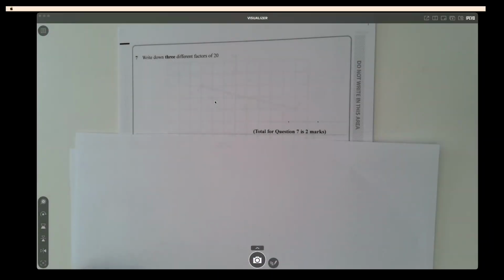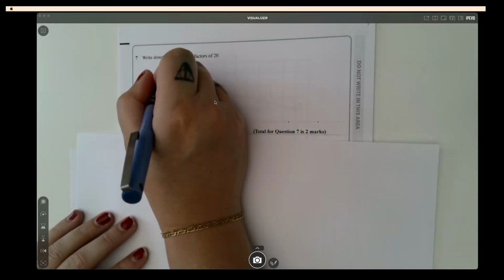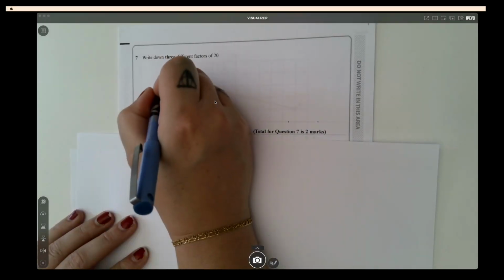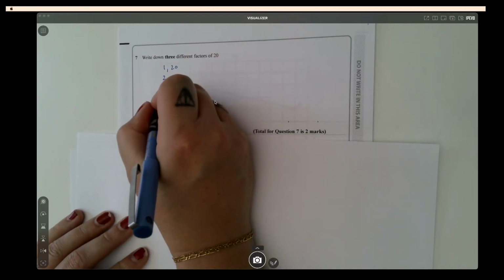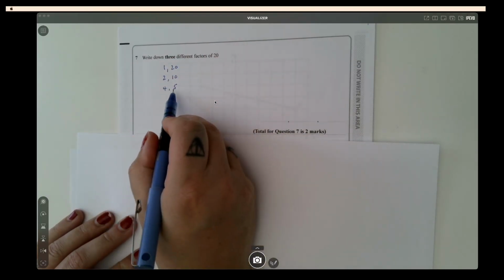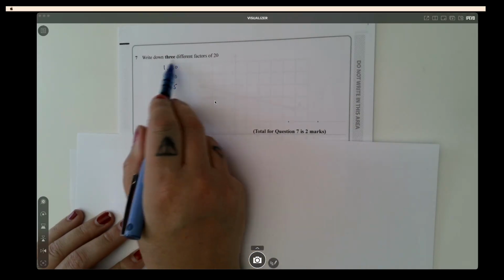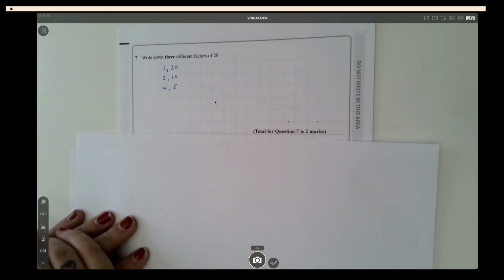Question 7. Write down 3 different factors of 20. So I'm going to start listing factor pairs, and then I'm going to write 3 of those individual factors down. So 1 times 20, 2 times 10, 3 doesn't go into 20, 4 times 5, and then we get back round to 10 again.